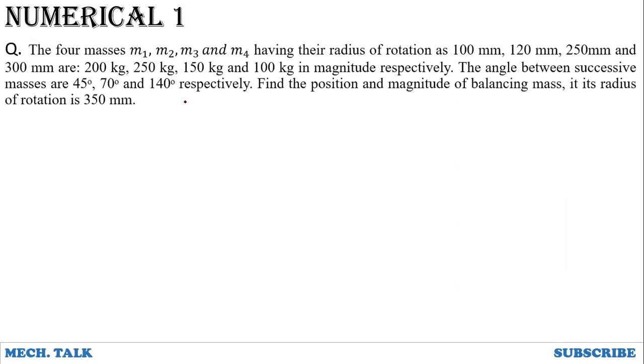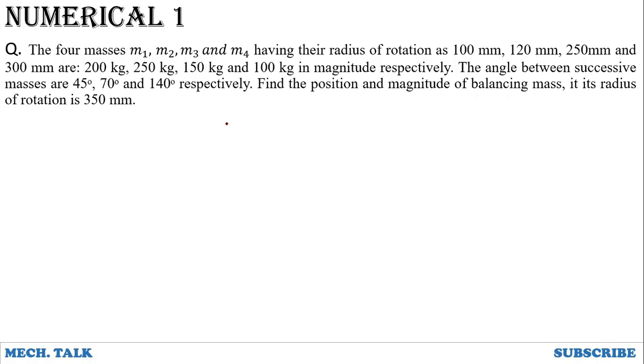So we have a numerical. The four masses M1, M2, M3, M4 having the radius of rotation as 100 mm, 120 mm, 250 mm, and 300 mm are 200 kg, 250 kg, 150 kg, and 100 kg in magnitude respectively. The angles between the successive masses are given, which are 45 degrees, 70 degrees, 140 degrees. Find the position and the magnitude of the balancing mass if its radius of rotation is 350 mm.